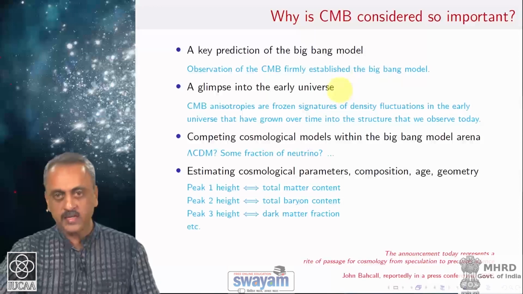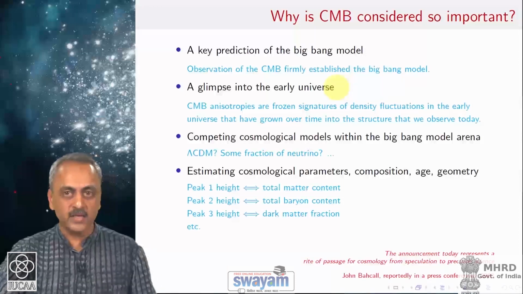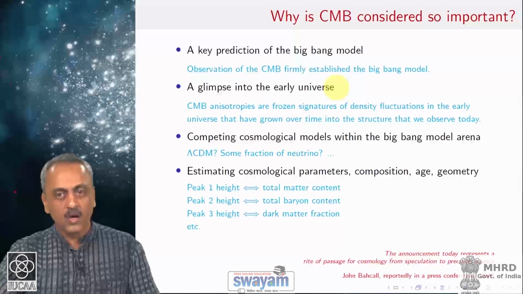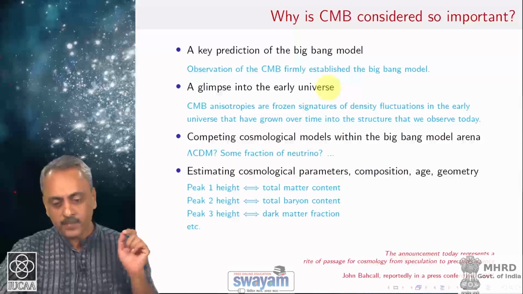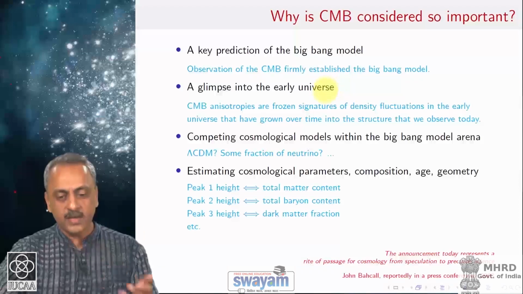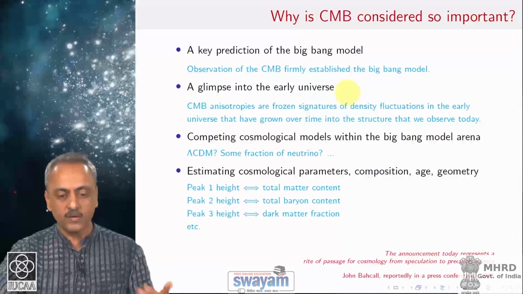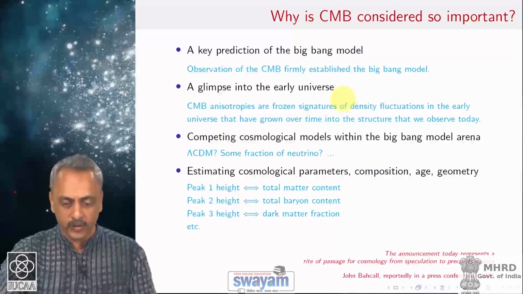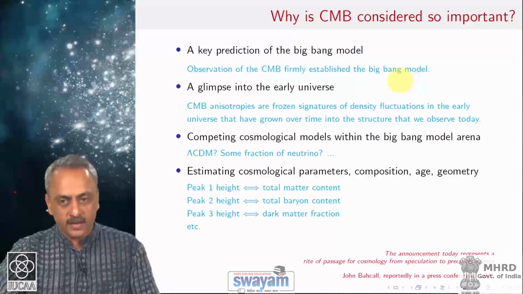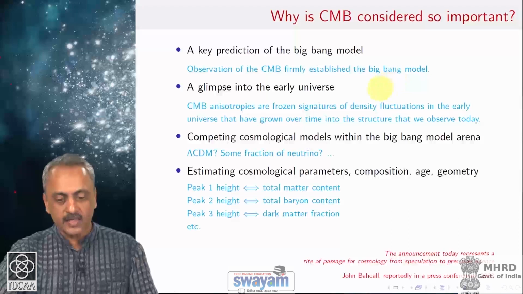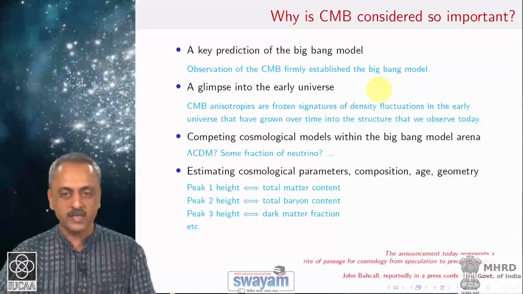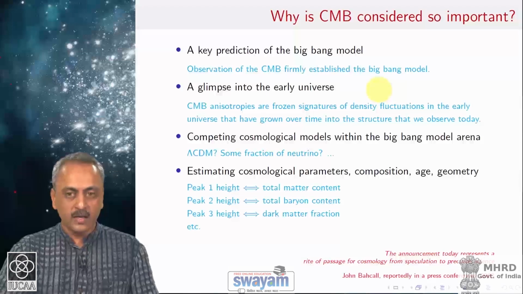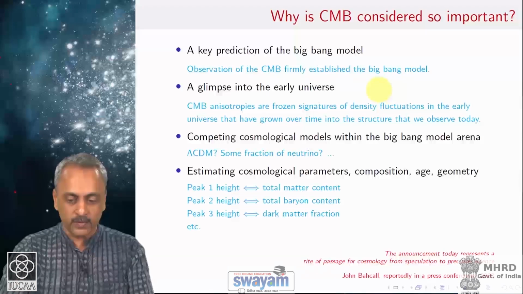CMB, as we saw, is a relic from 380,000 years after the Big Bang. On cosmological timescales, this is a minuscule amount. So, cosmic microwave background radiation is a relic from a very early universe, and it contains frozen signatures, specifically of density fluctuations in the early hot soup which was the universe.